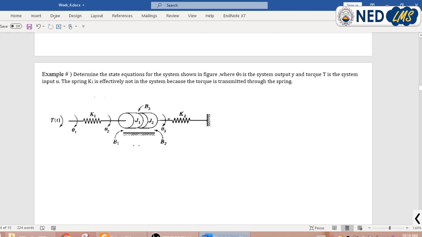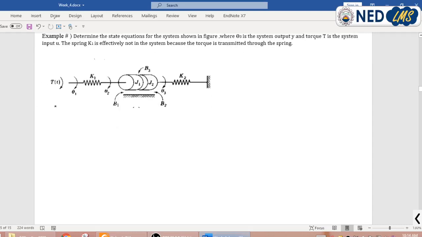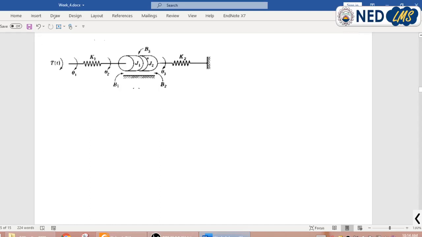Theta 3 is basically the angular displacement at this node 3. The spring K1 is effectively not in the system because the torque is transmitted through this spring. What does it mean? We will discuss it in this example. The first step to represent this system, to find the state equation, is to form the free body diagram.